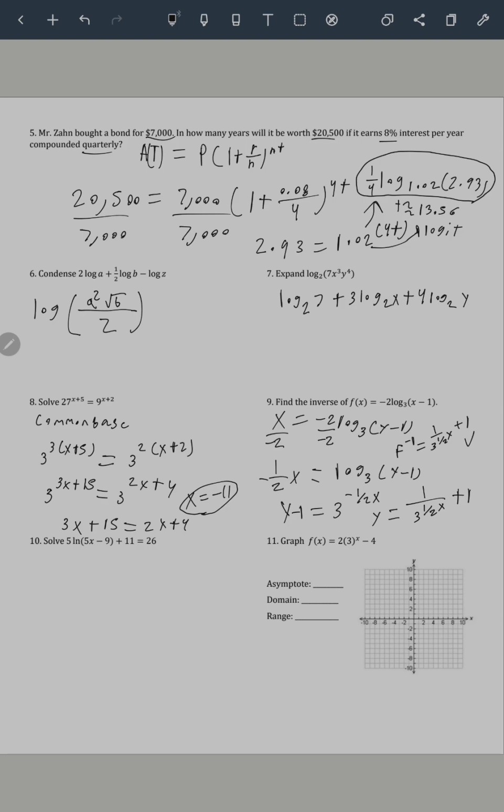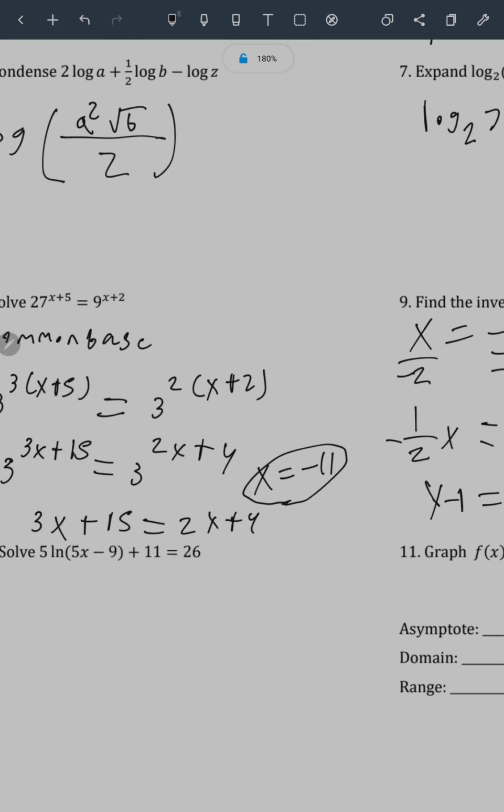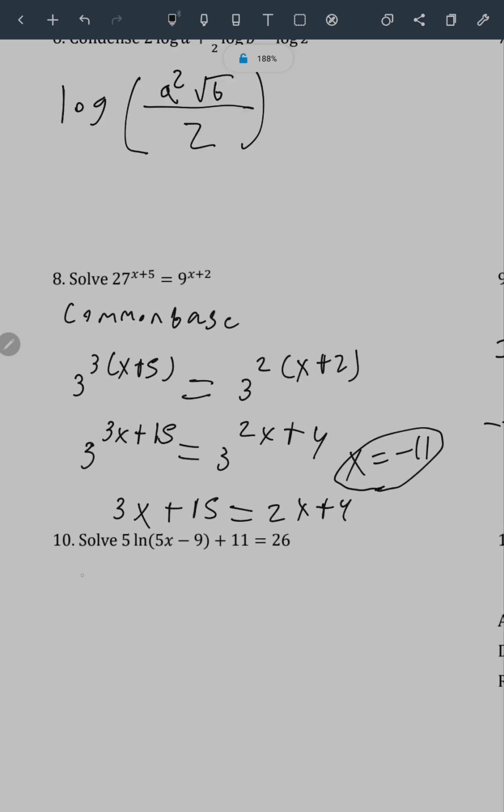Now it's time for the second equation that we're going to solve, which is 5ln x minus 9 plus 11 equals 29. All right. First, we bring over the constant that I see here because constants need to go.